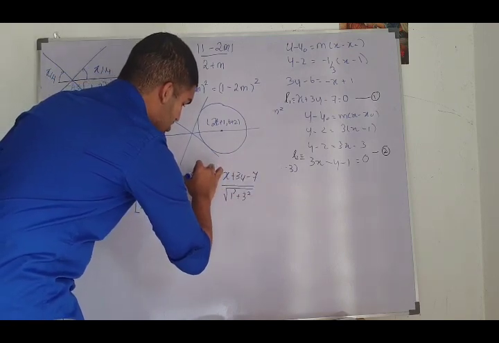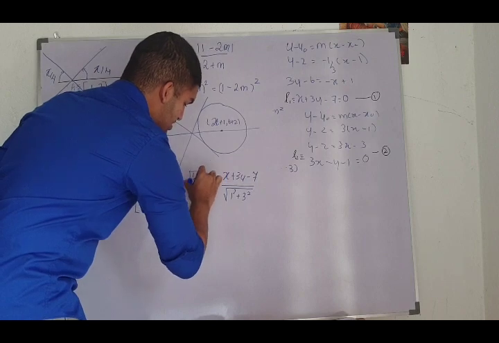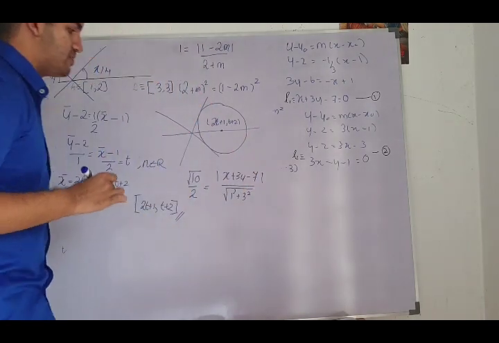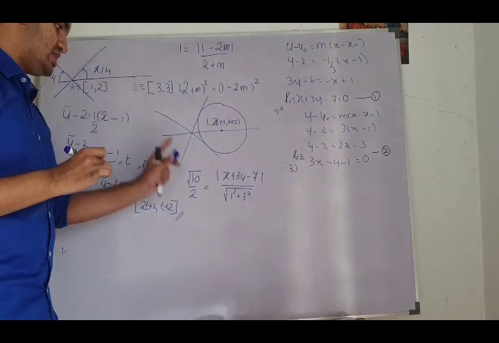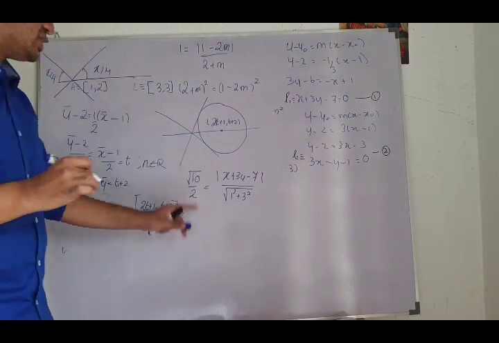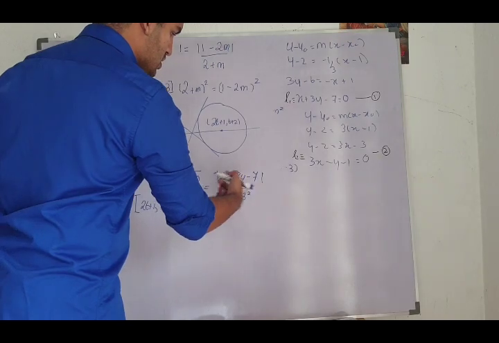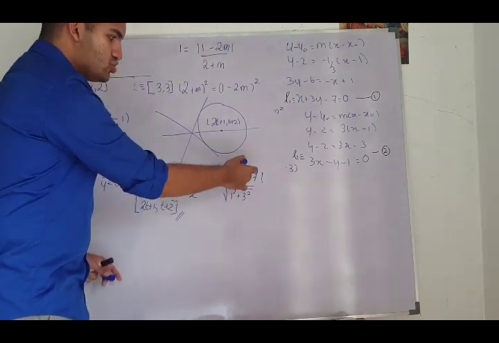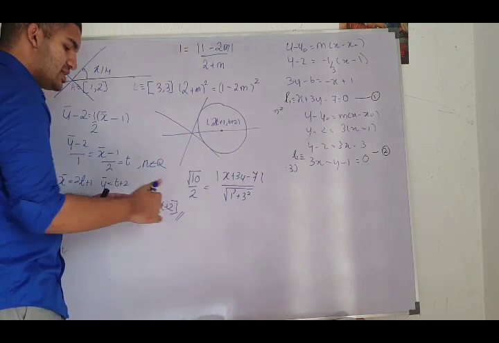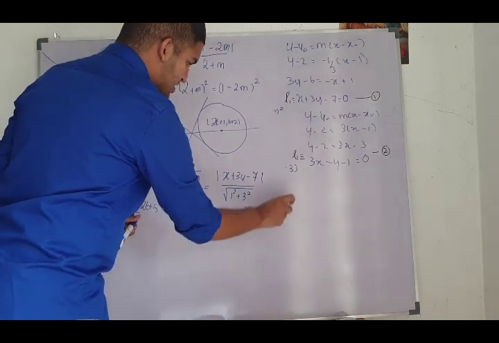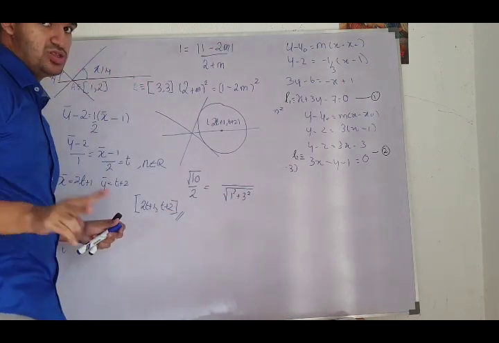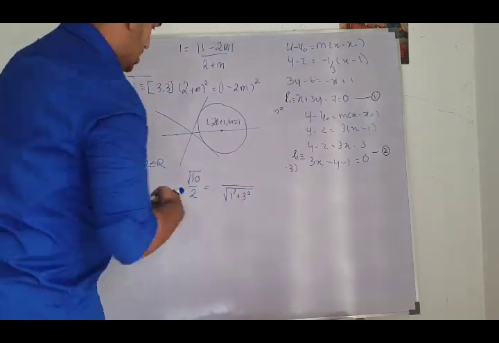This is equal to root 10 over 2 is equal to modulus 1. Okay, so therefore we have root 10 over 2. So x plus 3y. For this x and y coordinates, we should substitute these values 2t plus 1, 3t plus 2. You should do that in the next step. For now, I will just erase it, but you should write these two steps in your paper.